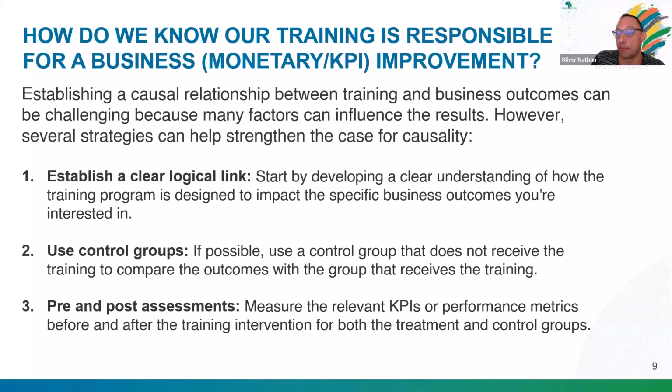Number two, we can use control groups, not always possible. So if you can use a control group that did not receive the training and compare the outcomes of that group versus the group that did receive the training, we can start to control for whether it was our training that had the impact, or at least the biggest impact on the business outcome.